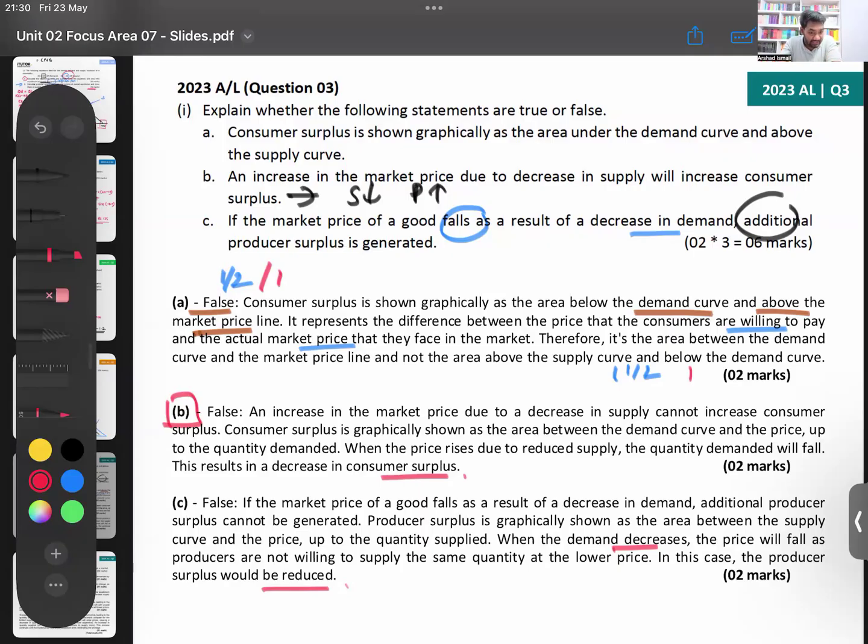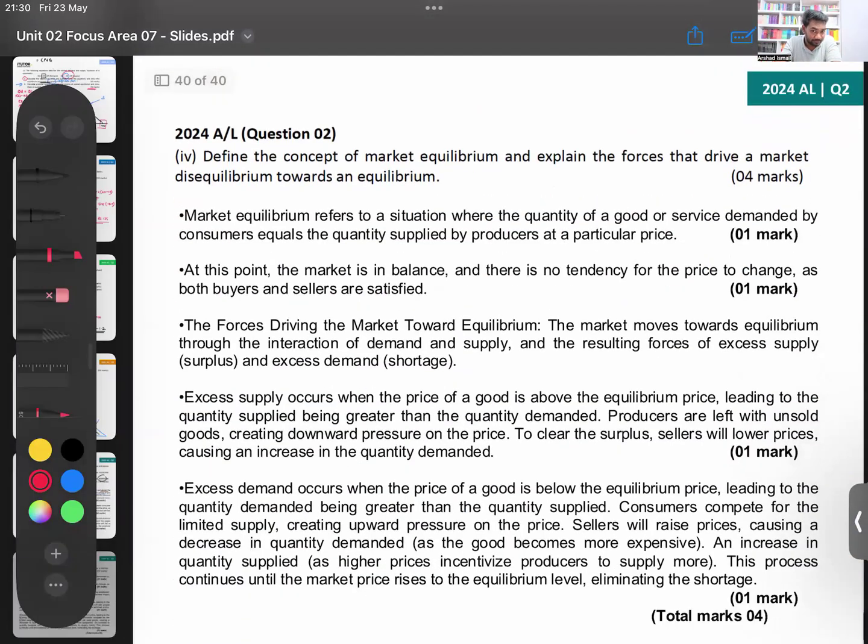Then the last paper, the 2024 paper. In this paper, they are saying, define the concept of market equilibrium and explain the forces that drive a market disequilibrium towards equilibrium. They're asking you what is equilibrium, and if there is disequilibrium, how does it go to equilibrium? Look at the answer from the original marking scheme again. They're saying, market equilibrium is a situation where the quantity demanded is equal to the quantity supplied at a particular price. At this point, the market is in balance. There is no tendency for the price to increase or decrease.